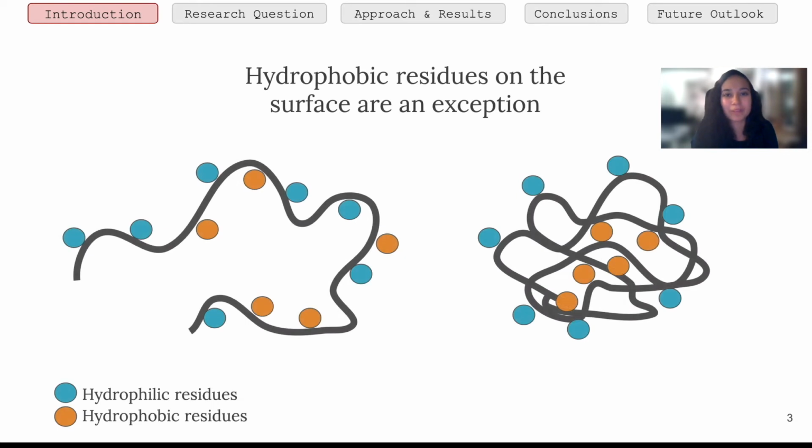So if you look at a protein 3D structure, you typically see that the hydrophilic residues are on the outside where they can interact with the solvent, and the hydrophobic residues are on the inside, buried in the core. And we call this the hydrophobic effect.